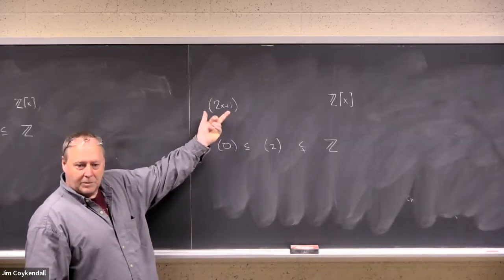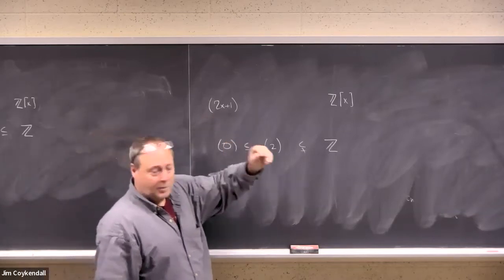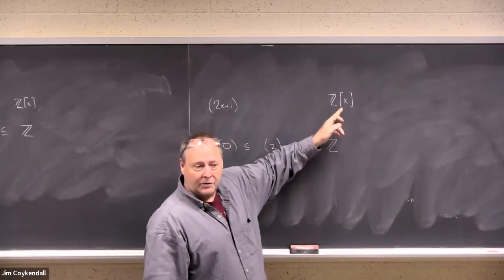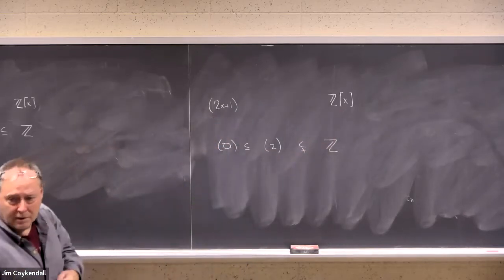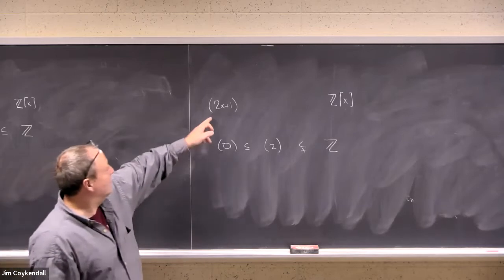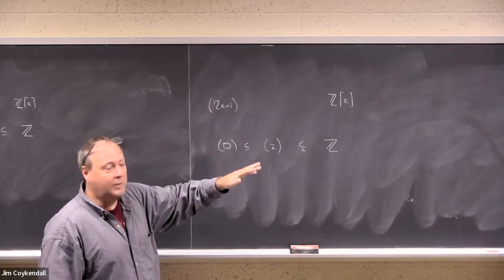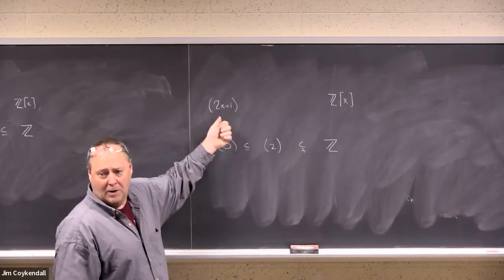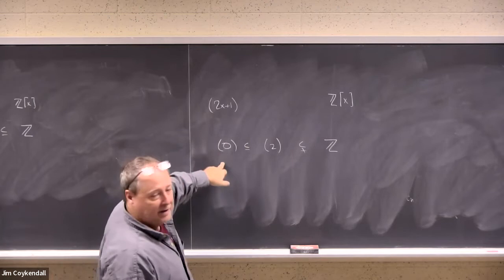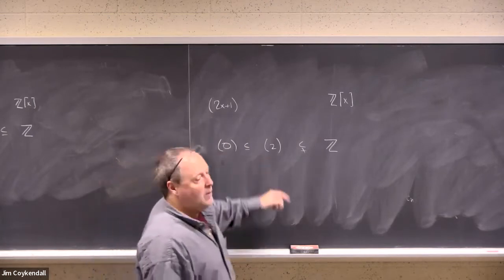Let me first make a couple of observations. 2x plus 1 is actually a prime element in here because this is a unique factorization domain and this is an irreducible polynomial. So this is a prime ideal, and of course 2x plus 1 times another polynomial has to have degree 1 or greater, right? Unless you multiply it by 0, right? So the intersection down here is 0. Can you go up?